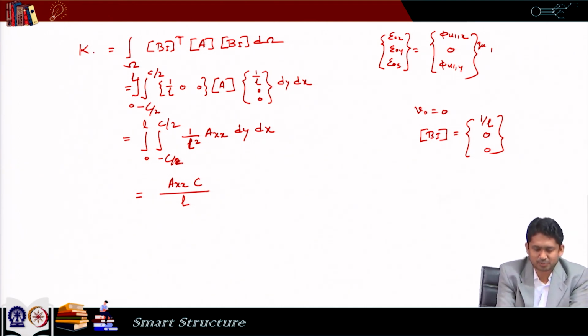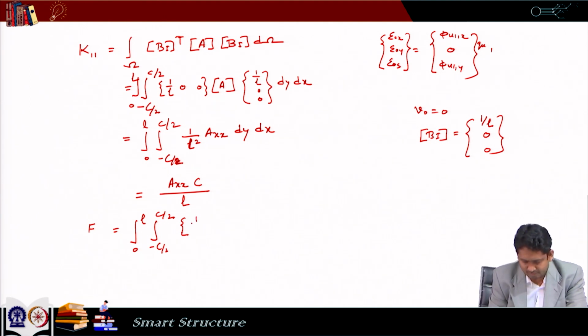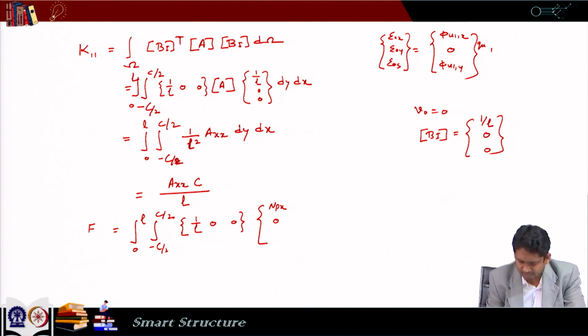So, k has only one component, so we can call it k 1 1 also, and similarly our F matrix is also going to have only one component. We will see that. And the F matrix is going to be, as per our definition, B I transpose multiplied by the NP matrix. So, it is again 1 by L, 0, 0, and we have NPX and NPY and 0.